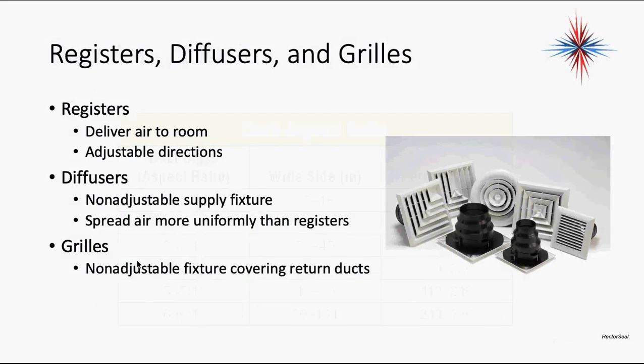Registers, diffusers, and grills. Okay, how these are designed is extremely important. Registers deliver air to the room. Adjustable directions are on the registers. In other words, if you look at the picture on the right, how my register is installed makes a difference. The circular registers will put air in all directions, as well as the square one. The ones that are not circular, that have only the two, like the entire left-hand one, will throw the air in two directions.